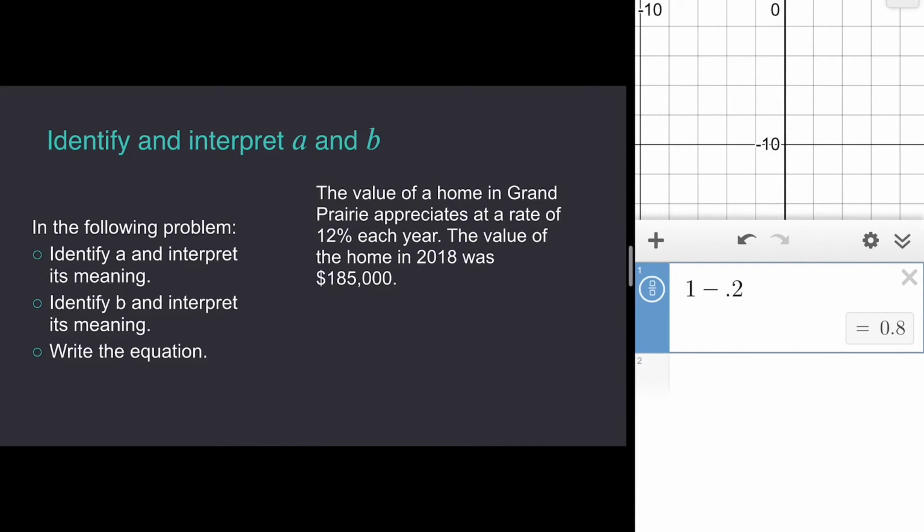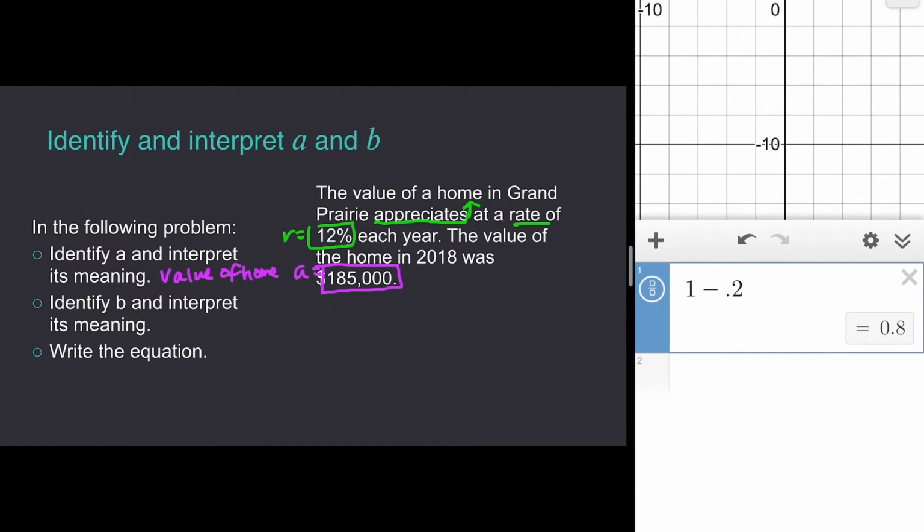All right, so it says the value of a home in Grand Prairie appreciates. Well, appreciates from our vocabulary slide means that the value is going up at a rate of 12%. So because it says rate, that tells us our R value. And the value of the home in 2018 was $185,000. So that's telling us our starting amount. So identify A. A is $185,000, and interpret its meaning, the starting value of the home. And identify B and interpret its meaning. So we still need to figure out what B is because we were given R.